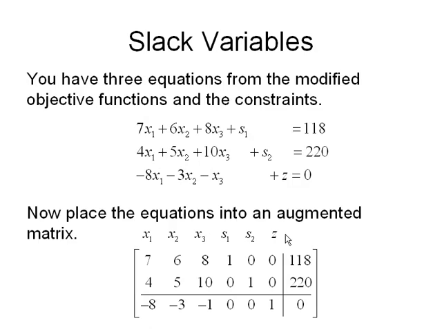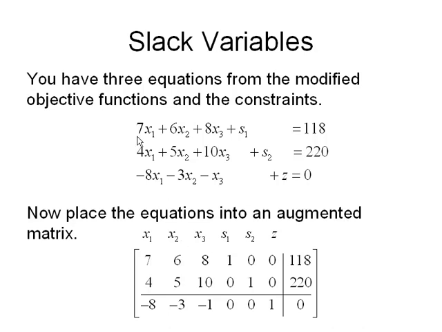So now the objective function and the two constraints are all written as equalities, with the variables all on the left-hand side and the constants on the right-hand side, and now this is ready to be put into an augmented matrix. So that's what I've done down here below.